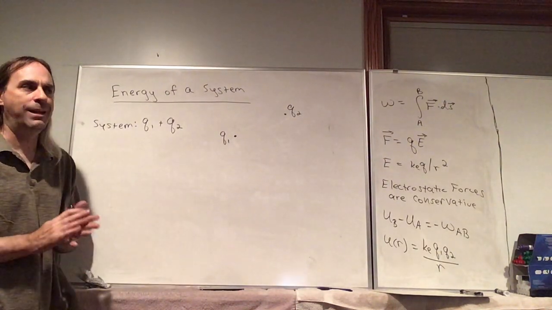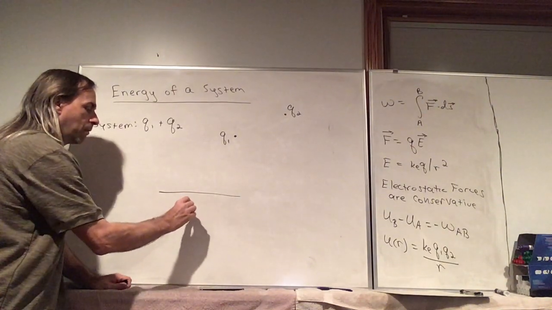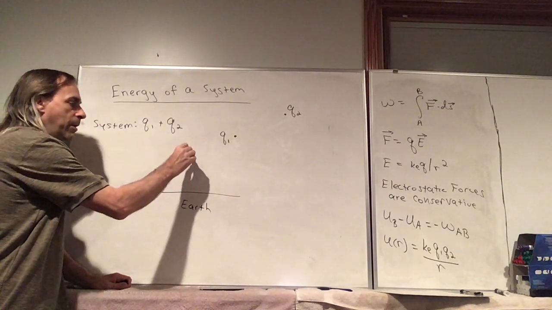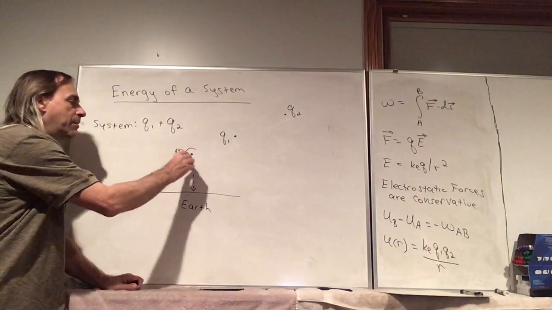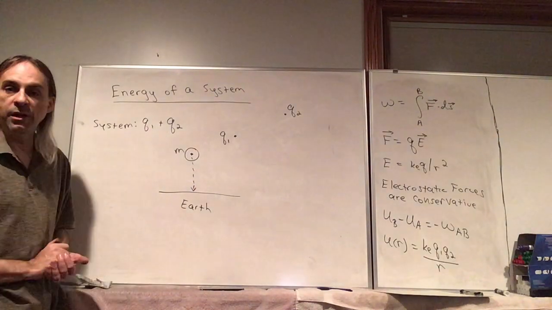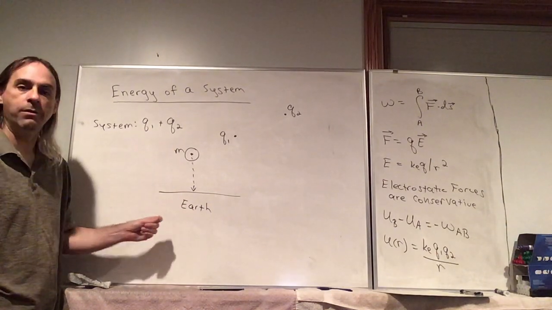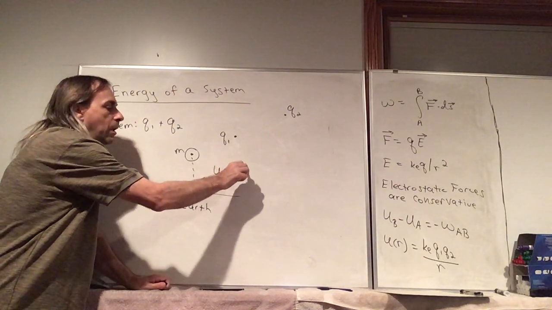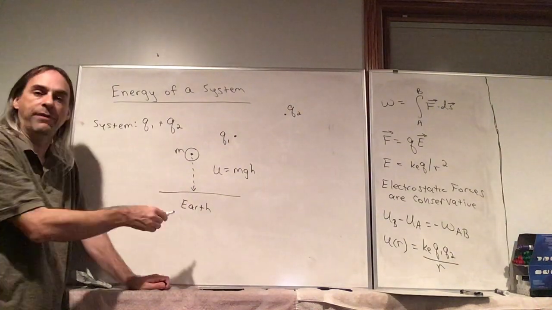Like, from an analogy for mechanics, say we have the Earth, and say we have a mass, and we drop this mass and it falls down and hits the Earth. We consider our system just to be the mass and the Earth to be something external. Another way to look at it would be to say that the system was the mass and the Earth, and this potential energy, U equals mgh, that's energy that's shared by the system. It doesn't belong to one part of it.